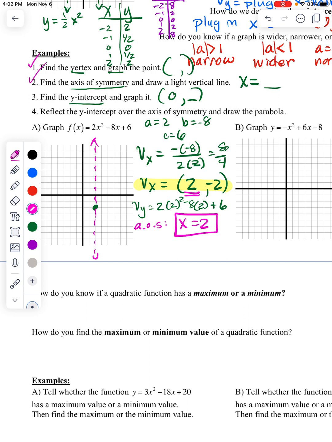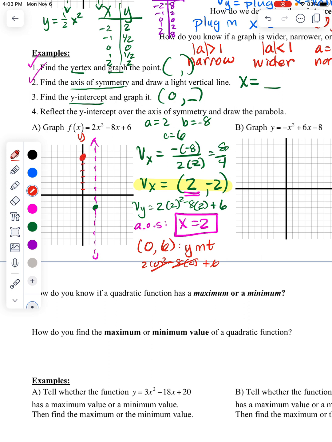Y-intercept, remember, is pretty straightforward because you are going to put a 0 in for all the x's. And when you do 2 times 0 squared minus 8 times 0, all of that is going to be nothing. So I just end up with my c value for my y-intercept, just like we had in our notes, 0, c. So on the y-axis, which is this guy, I'm at 0, 1, 2, 3, 4, 5, 6.